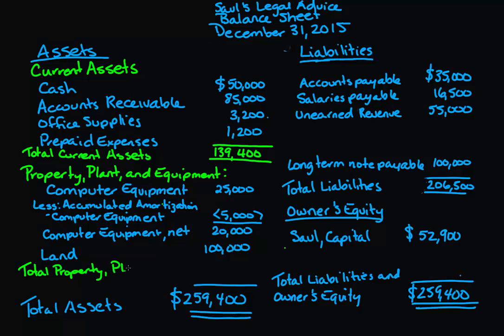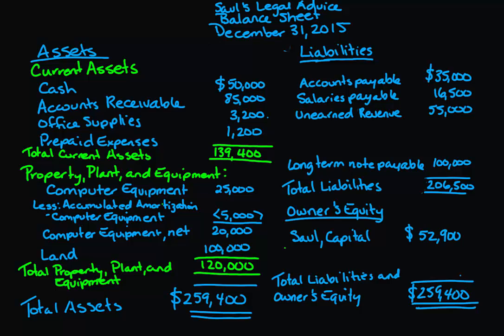And my computer equipment and my land both belong in that category, and we're going to add in a total for total property, plant, and equipment. And now the total of our current assets plus our total property, plant, and equipment should equal our total assets altogether. And if it doesn't, that means we've done something wrong.